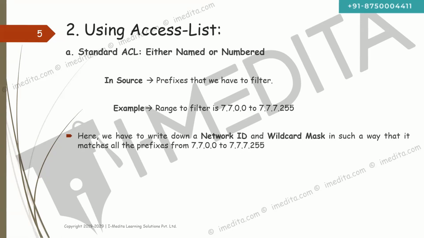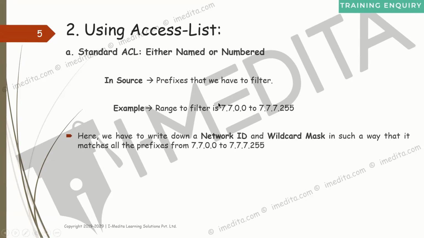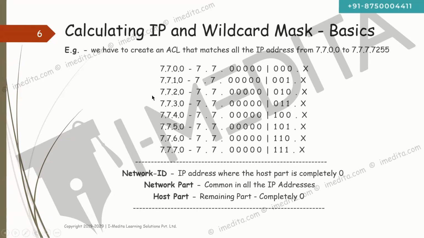To do that, just to revise all your ACL concepts from your previous studies, what we actually do is write down this range into binary. We are going to see 7.7.0.0, 1, 2, 3, 4, 5, 6, 7. I'm going to write down these addresses like this, and then I'm going to write down the binary of that.